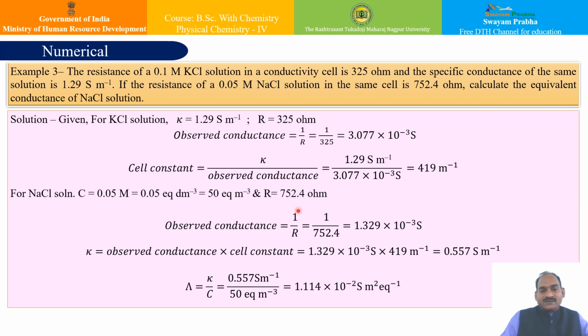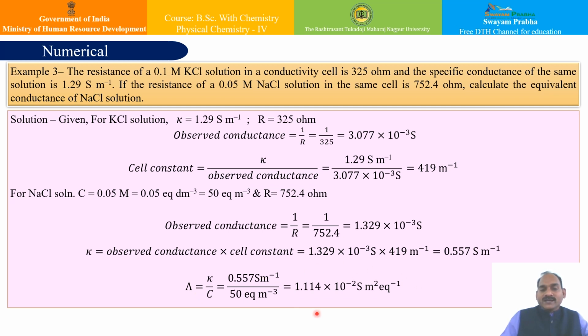So using this concentration and this resistance, I can calculate the observed conductance, which is equal to 1 upon R. This is the value which comes out, and therefore the specific conductance is equal to observed conductance into cell constant. So cell constant I know. Observed conductance is 1.329 into 10 to the power minus 3 Siemens into 419 per meter. So my specific conductance is 0.557 Siemens per meter. And once the specific conductance is determined, I can calculate the equivalent conductance using this formula. So this is the value for equivalent conductance.